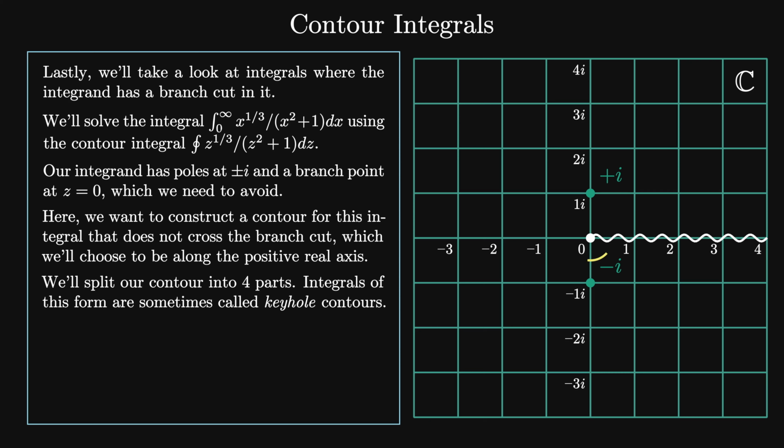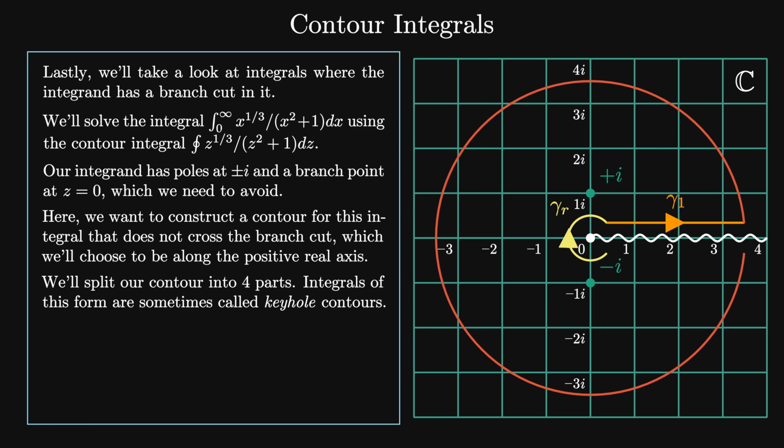First is a circular arc around the origin of radius r oriented clockwise. The second is a line parallel to the real axis oriented to the right. The third is a circular arc of radius R oriented anticlockwise. And our contour is closed by another line parallel to the positive real axis oriented to the left.